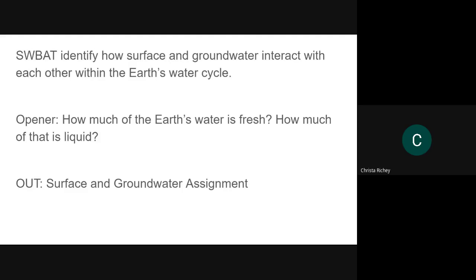Yesterday, we did just the water cycle, and most of you should have been fairly familiar with most of the phrases that we talked about. Today, we're going to talk about the differences between surface water and groundwater specifically, how they move back and forth with each other, how they react with each other within the water cycle itself.